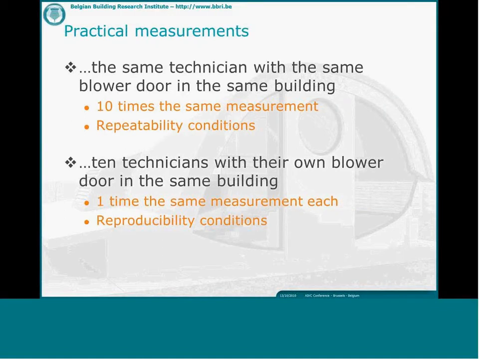In order to answer these questions, we asked our technician to measure the same building 10 times. It means it's under repeatability conditions. And then we asked 10 other technicians from other labs with their own blower door to also measure the same building. This was under reproducibility conditions.